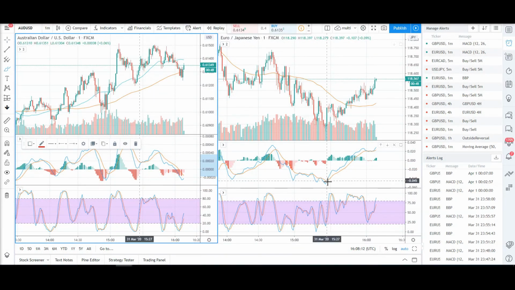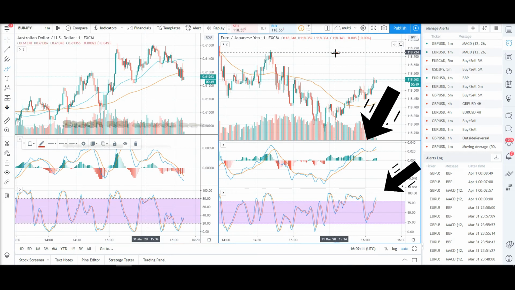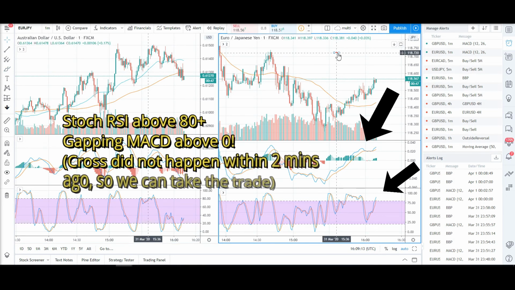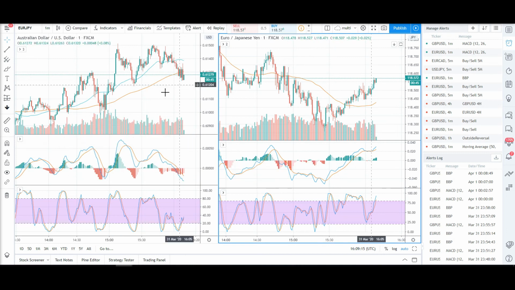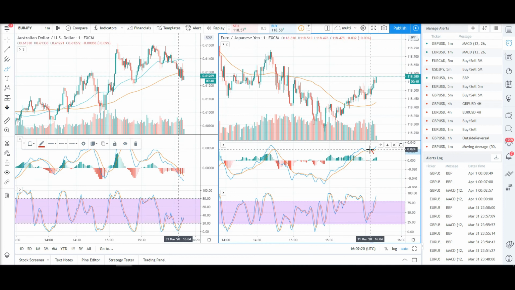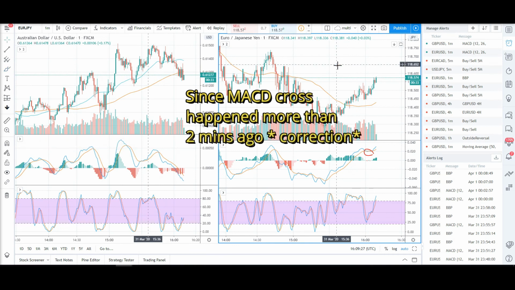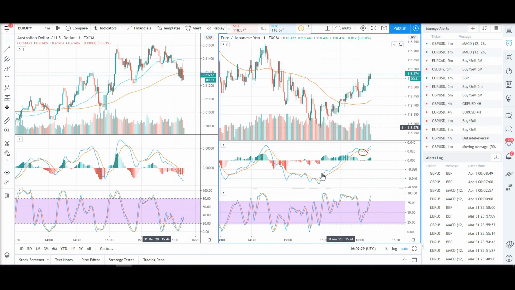Alright guys, so we have a new situation, also with Euro Japanese Yen. Okay, let me turn on the beta test robot first. What happened is the stochastic RSI for Euro Japanese Yen, the blue line, has just crossed above the 80 line, and at the same time the MACD is above zero and it has a gap in it. I do notice there was a MACD cross about 3 minutes ago. Since it's more than 2 minutes ago and it's already gapping, I would still activate the robot.